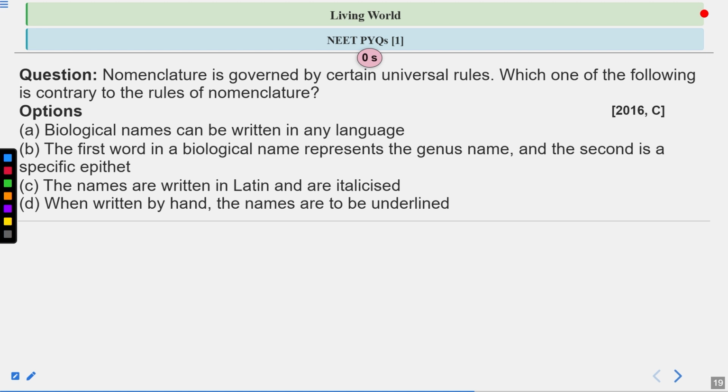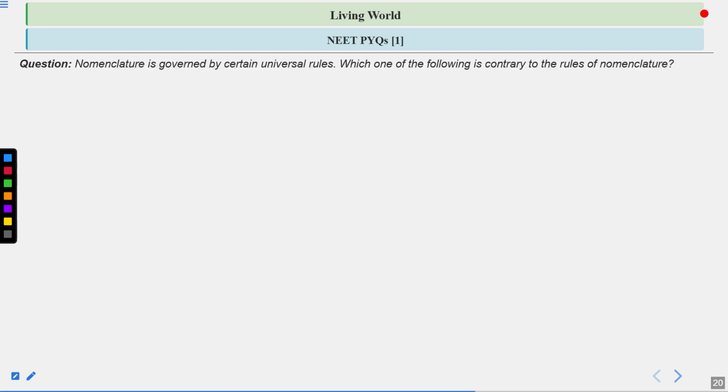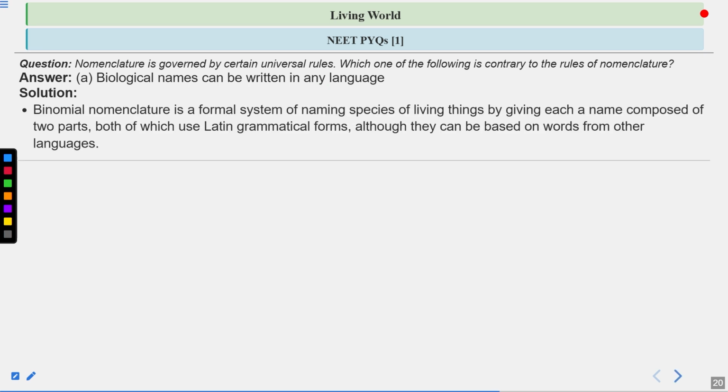Okay, so let's have a look at the answer here. The correct answer is: biological names can be written in any language. This is contrary to the rules of nomenclature. Biological names or scientific names cannot be written in any language. They are always written in Latin, irrespective of their origin. So let's have a look at the explanation now. Now, binomial nomenclature. This was given by Carolus Linnaeus.